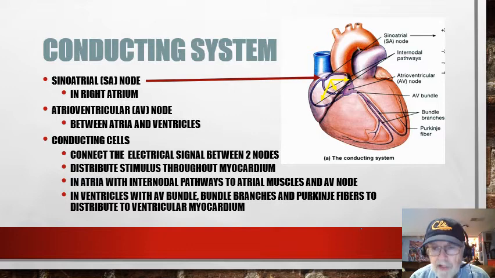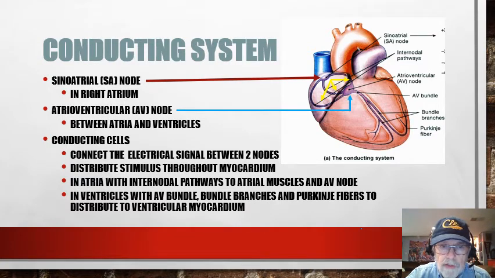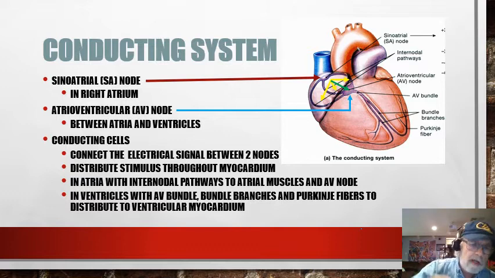Because I want to have the atria contract before the ventricles. At the same time, while it's contracting across the atria to cause the atria to become stimulated, it also sends another signal to the AV node, which I have pointed out here with the yellow. So I have that green arrow, which is an electrical signal that hits the AV node.